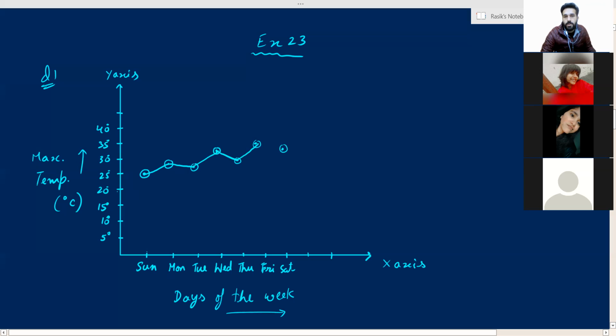Fine, all of you. So it is representing the maximum temperatures on the various days of a week. Okay. Fine, all of you understood? Yes, sir.